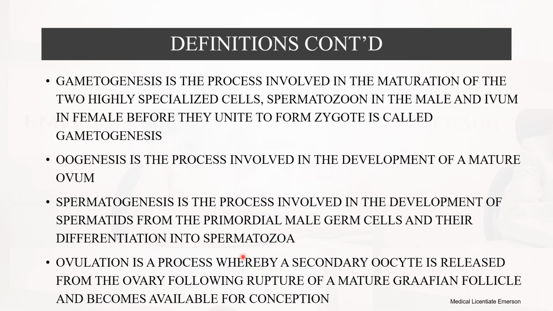That is spermatogenesis. Then lastly, we have ovulation. Ovulation is a process whereby a secondary oocyte is released from the ovary following rupture of a mature Graafian follicle and becomes available for conception. When there is a surge of luteinizing hormone, there is going to be rupture of a mature Graafian follicle, which becomes available for conception. That is what we refer to as ovulation.